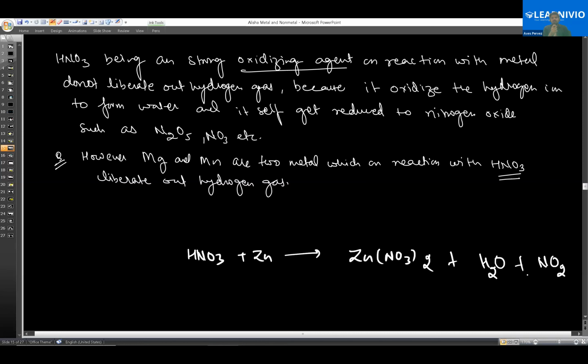So HNO3 is a strong oxidizing agent, but there are two metals that can produce hydrogen gas on reaction with it. One is magnesium, another is manganese. So memorize this part, that HNO3 being a strong oxidizing agent, on reaction with metals does not liberate hydrogen gas, because it oxidizes the hydrogen ions to form water, and itself gets reduced to another nitrogen oxide such as N2O5. Understood?